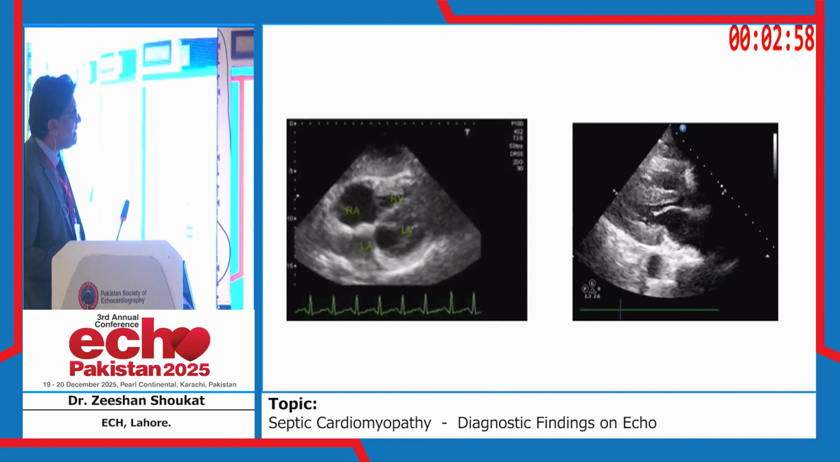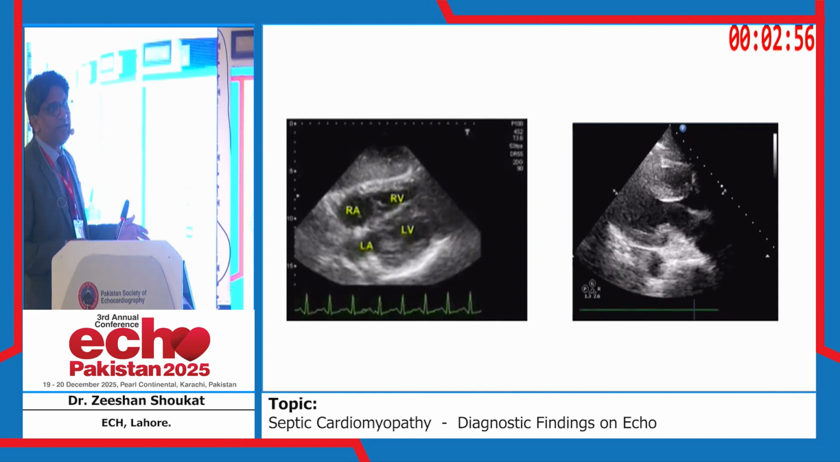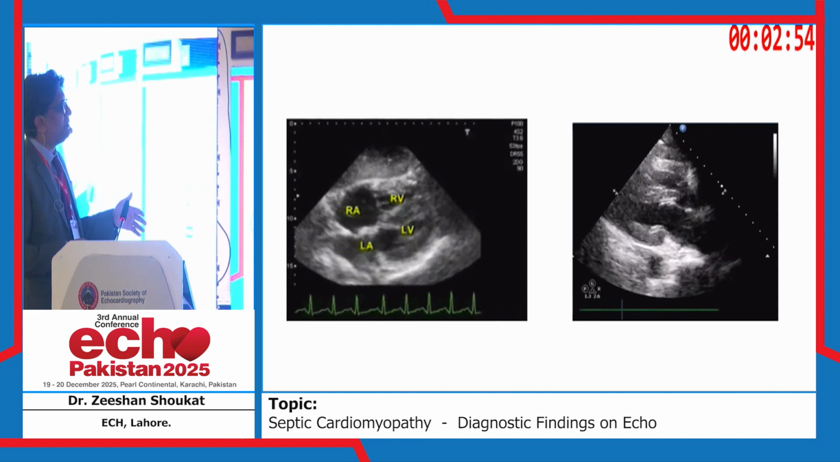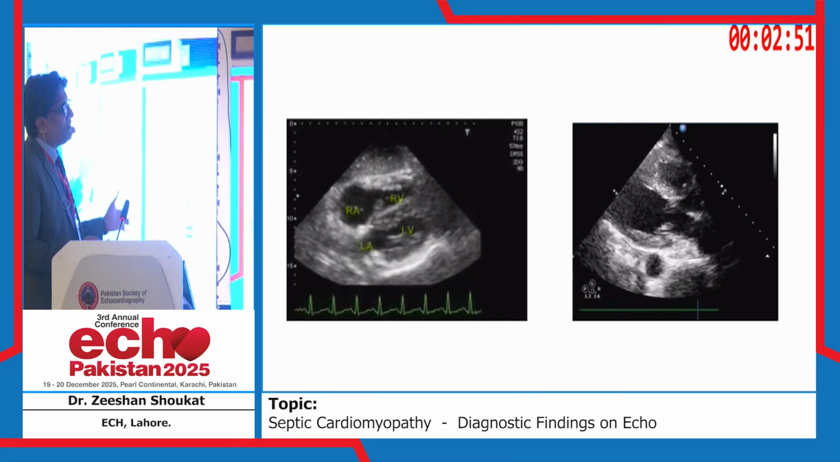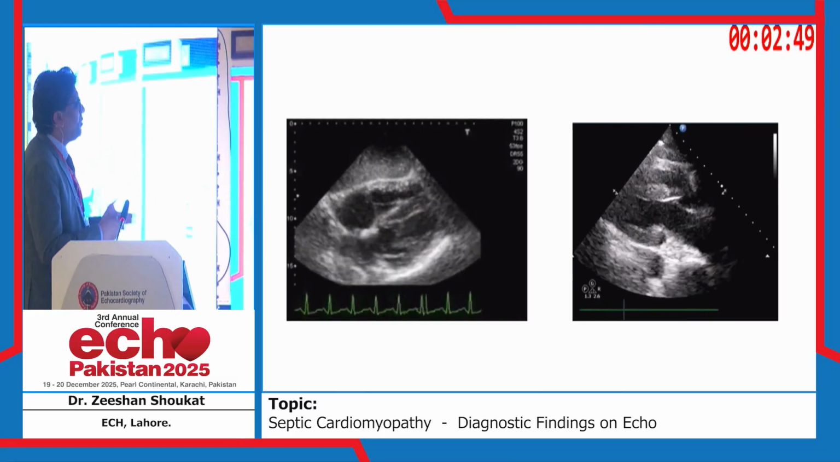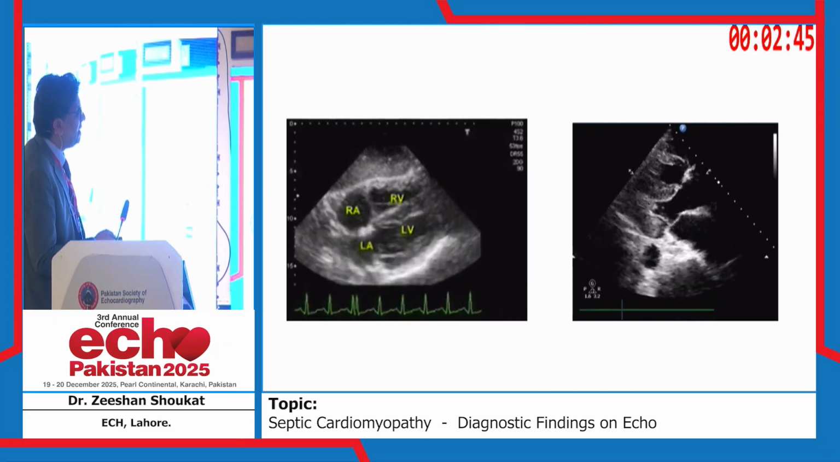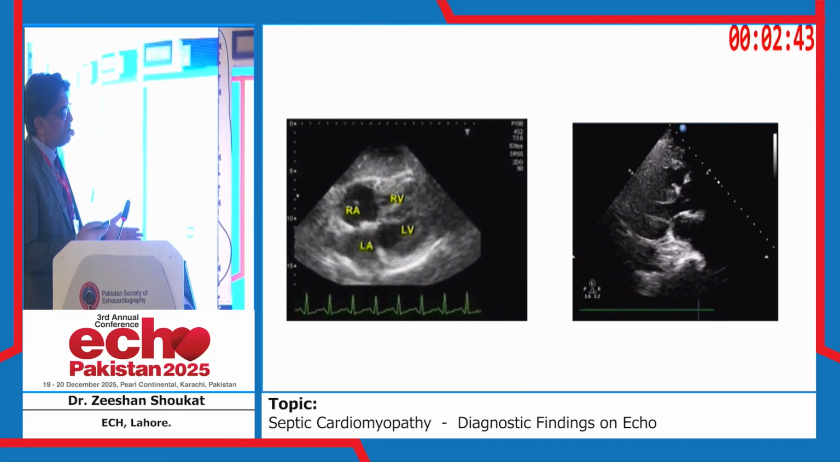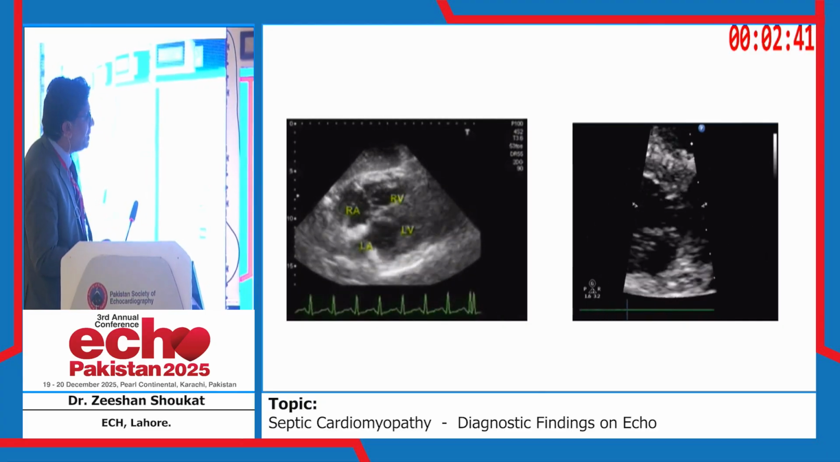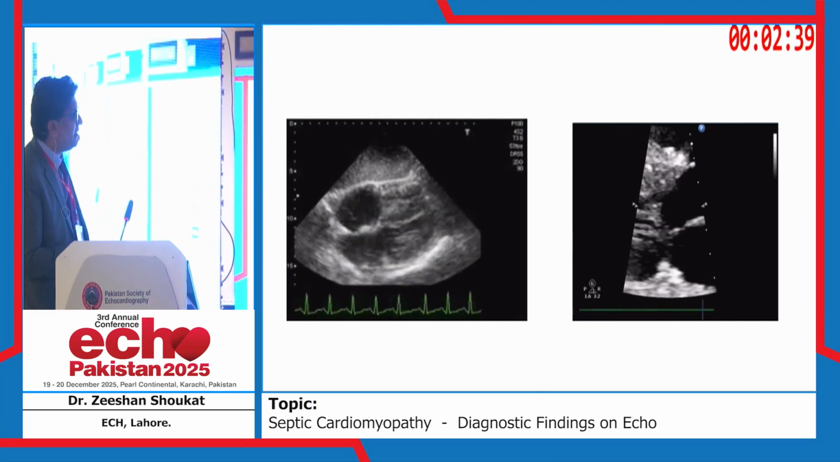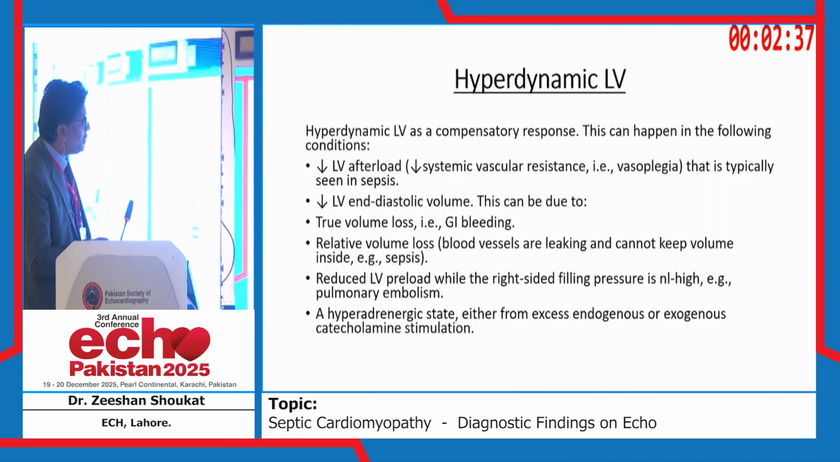So, the role: we all see, whenever you go to an ICU ventilated patient, you don't get proper apical chambers or proper views all the time. Probably you just have to find a subcostal view. You can see a hyperdynamic RA, RV, LA, LV, and the patient is in shock. You have to differentiate the hyperdynamic LV, that can cause an LVOT obstruction.